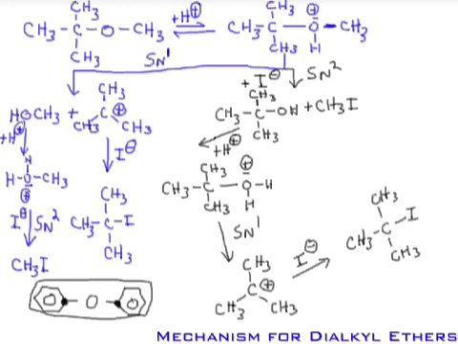If you only have one phenyl group, you will get attack at the one end. You'll get attack on this side, and the other product will remain phenol. Make sure you remember that. Okay.